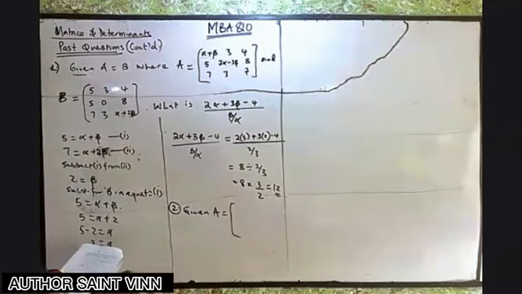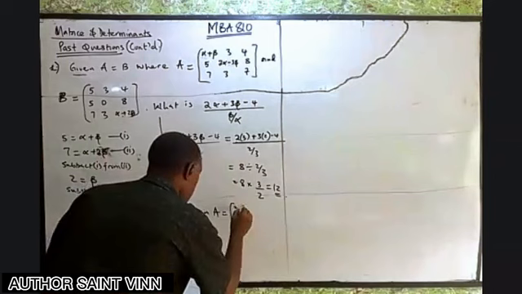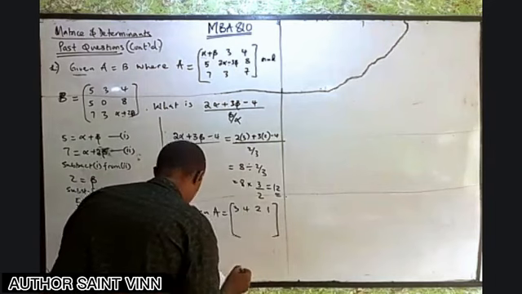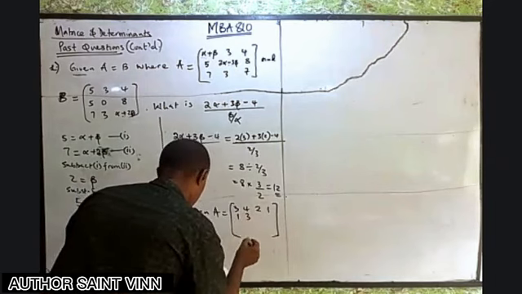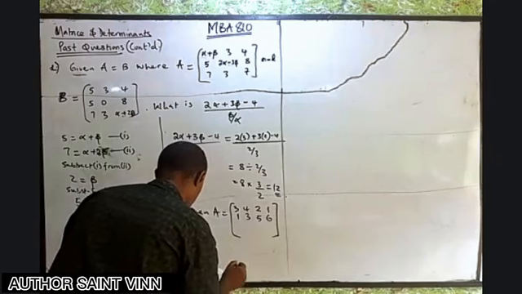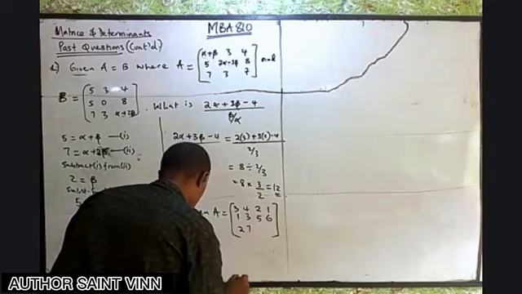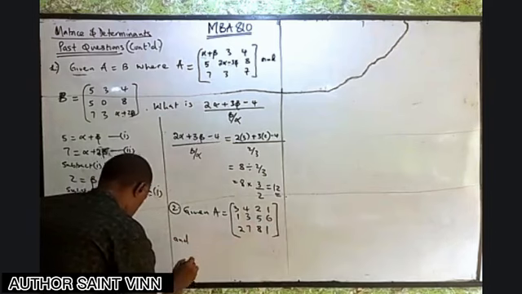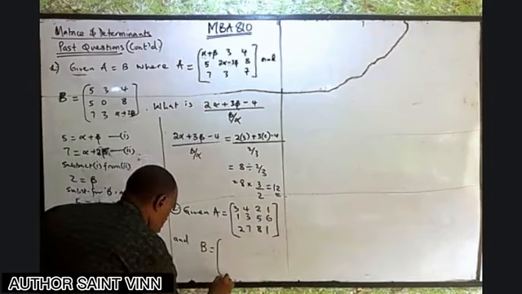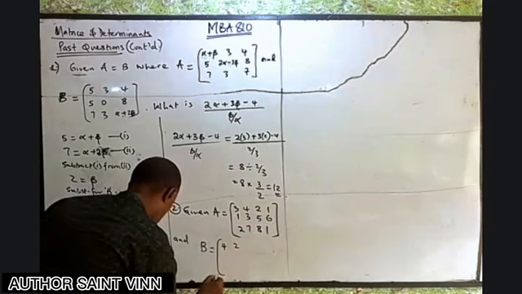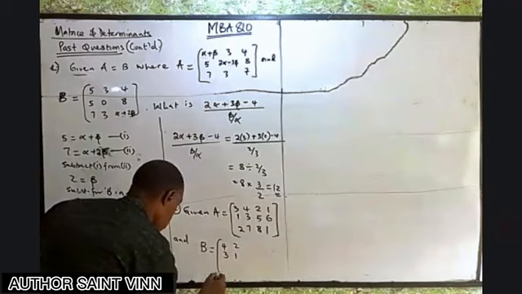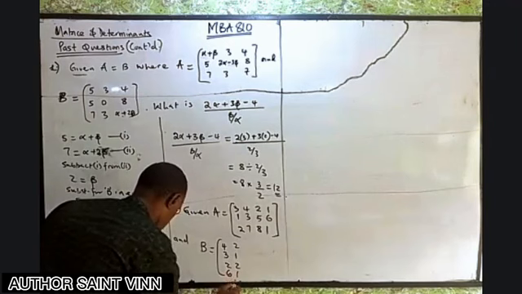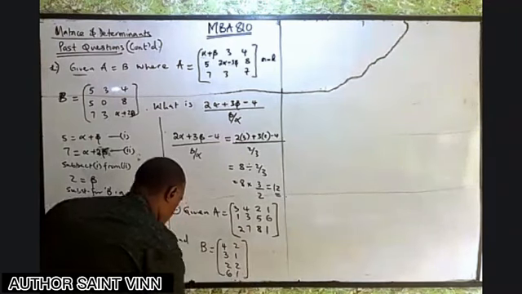Even A is 3, 1, 2, 1, like this, 1, 3, 5, 6, 2, 7, 8, 1. And B, 4, 3, 1, 2, 2, 6, 1. Like this.